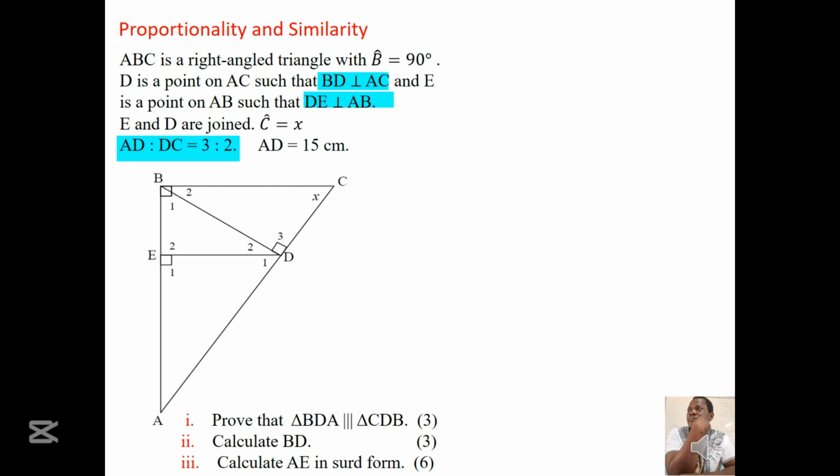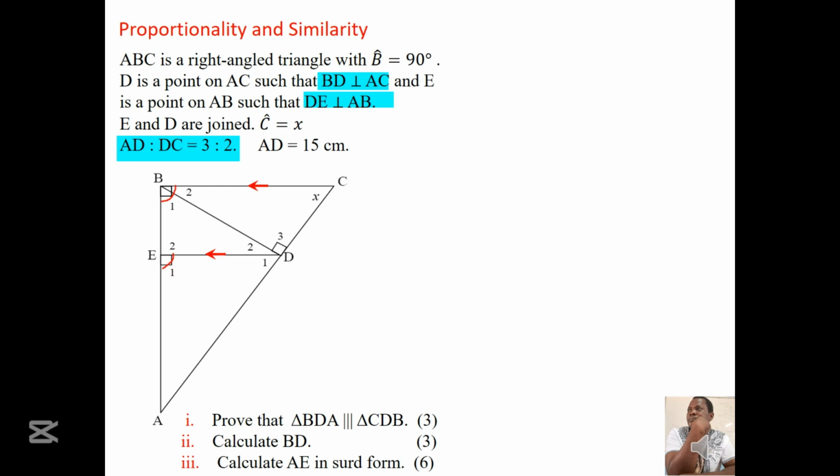Now I've got line BD perpendicular to AC and I have line DE perpendicular to AB. If we look at this diagram, we can see that the angle at B and the angle E1 are equal to each other, and them being equal reminds us of the idea of corresponding angles, making the lines BC and ED parallel to each other.